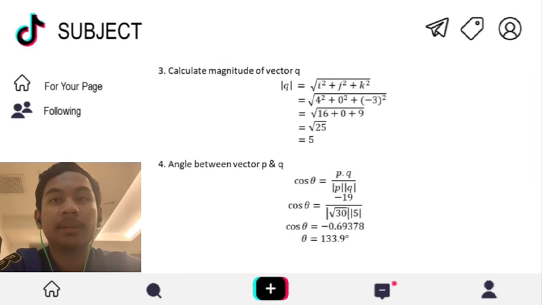The third step is calculate magnitude of vector Q. Q equal root square of i square plus j square plus k square.